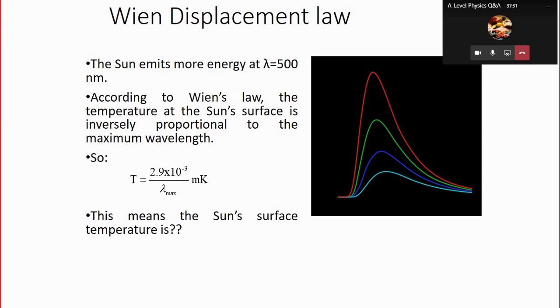Okay, I'd like you to have a very quick practice with this. What is the sun's surface temperature? Its peak wavelength is 500 nanometers. I'd like you to, if you've got a calculator to hand, see if you can work out the temperature of the sun. I'll give us, let's say, a minute to do this.